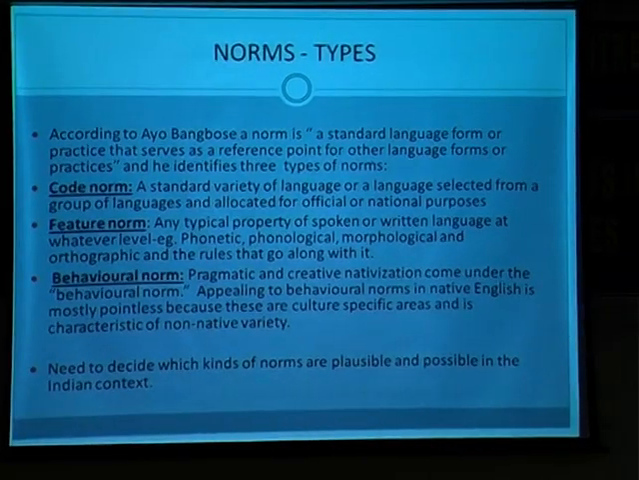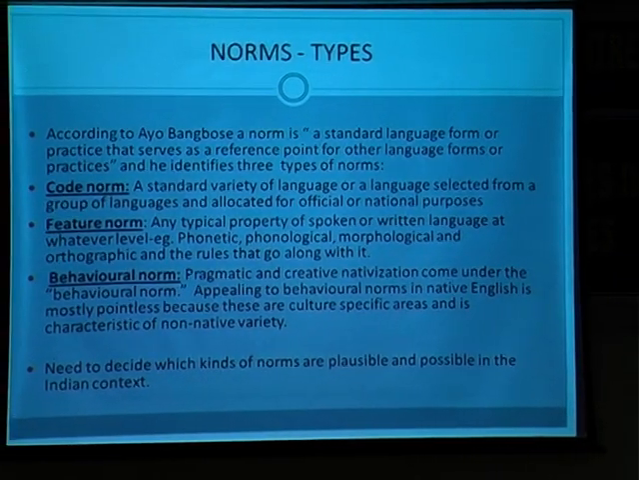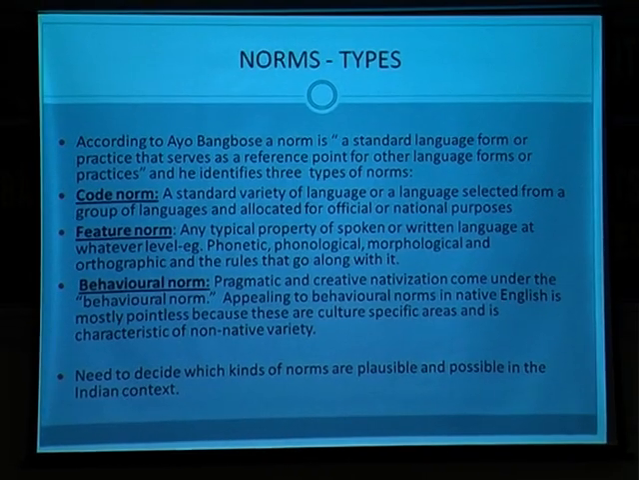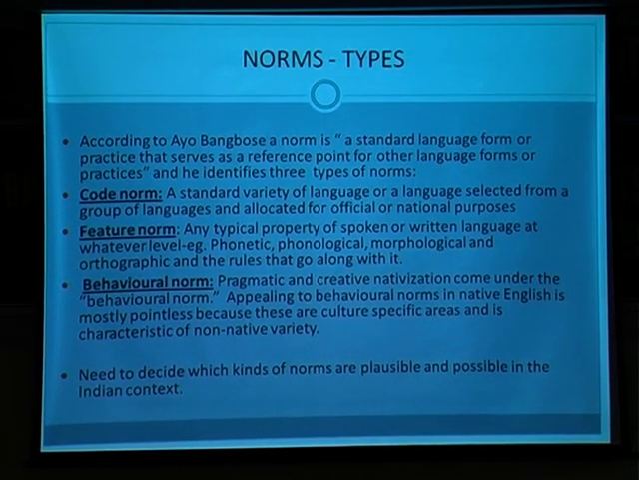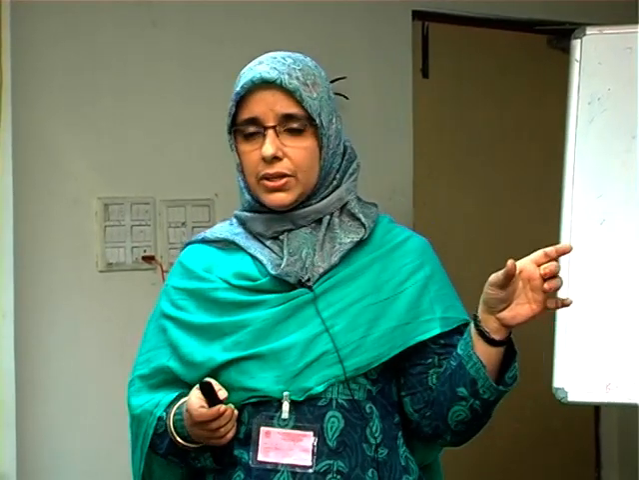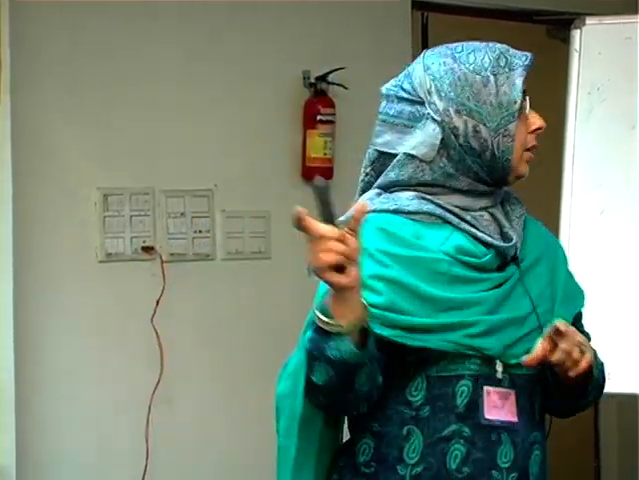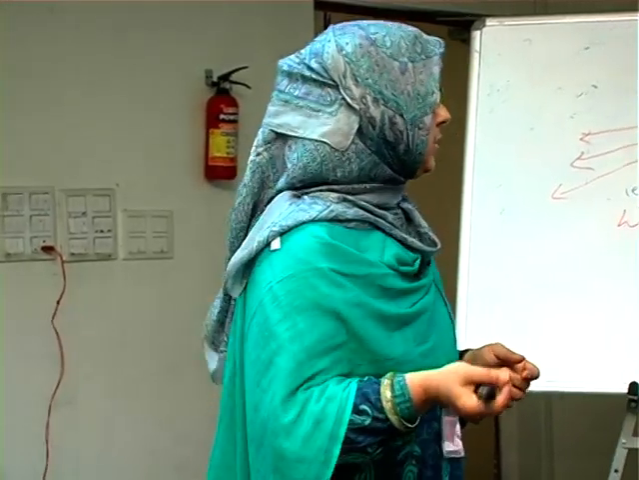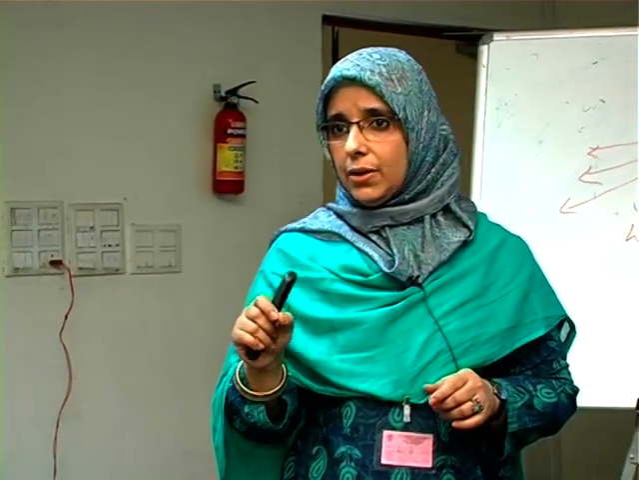Now, talking about norms, Ayo Bamgbose defines a norm as a standard language form or practice that serves as a reference point for other language forms or practices, and he identifies three types of norms. The first one is the code norm, which is a reference to the standard variety of a language, a language that is chosen from a group of languages and which can be considered the one used for official purposes.